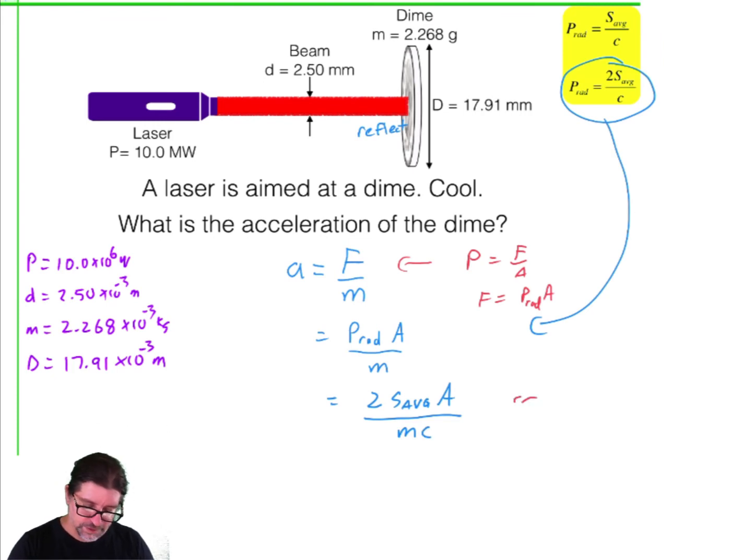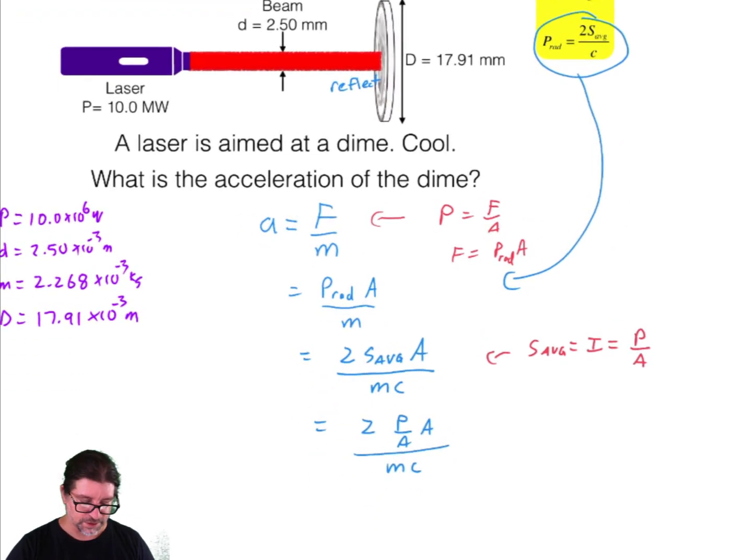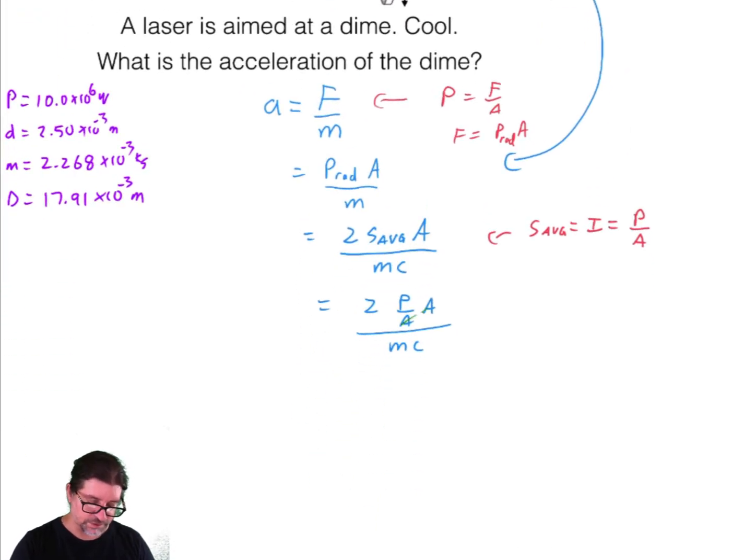Now I'm going to use that S average is equal to the intensity, right? And the intensity is equal to the power per unit area. So I'm going to plug in S average is equal to power per unit area. So what do we have here? We have 2 times power per unit area times the area divided by mc. This is going to be nice. So let's see, areas cancel. We end up with 2 times the power over mc.